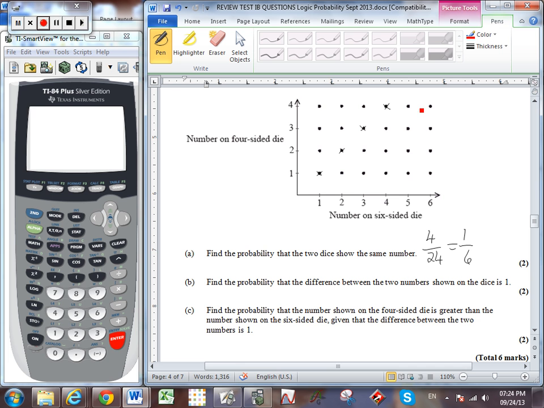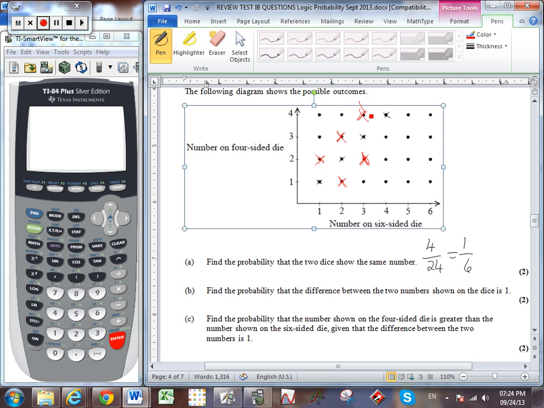So that would be, say, a 1 on this die and a 2 on this die. Or maybe it means a 1 on this die and a 2 on this die. So there's those two possibilities. Another way that two numbers could be different by 1 would be 2 and 3. So here's a 2 and a 3 in that order, and a 2 and a 3 in the other order. And a 3 and a 4 follows the same pattern.